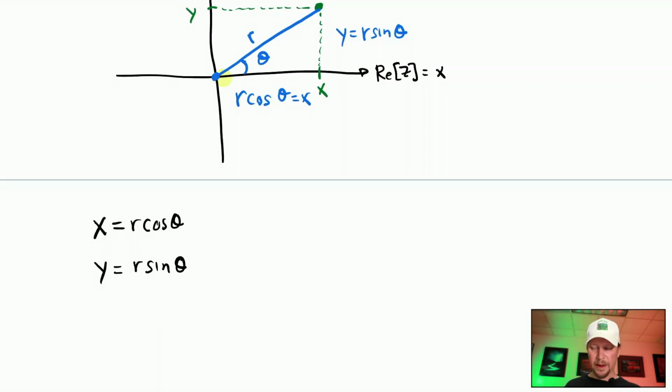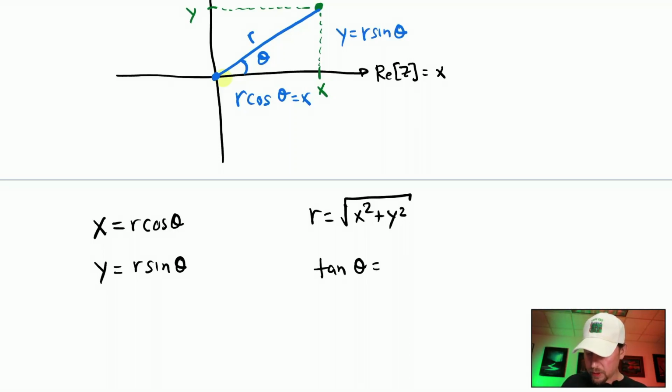So if you happen to have the polar components, r and theta, you can crank them through these equations and you'll get the Cartesian values, right? These can also be inverted. And you can say that r is equal to the square root of x squared plus y squared. You can get that through the Pythagorean theorem. And also, the tangent of this angle is equal to y over x.